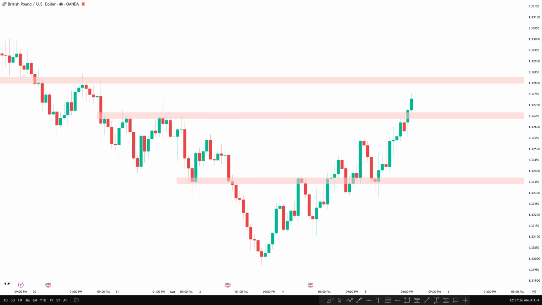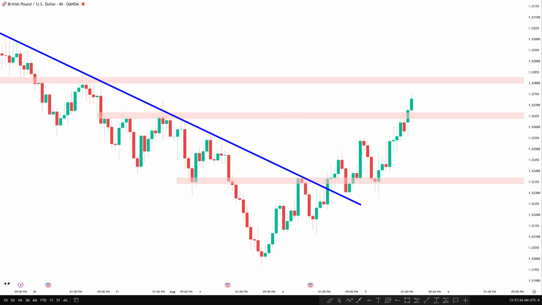On the 4-hour chart, the market has clearly shifted from a long-term downtrend into a bullish structure. Price has broken above previous supply areas and key resistance levels, showing strong buying momentum. So the higher time frame confirms the same bullish direction we saw on the 1-hour chart. Next, we identify the nearest key levels.